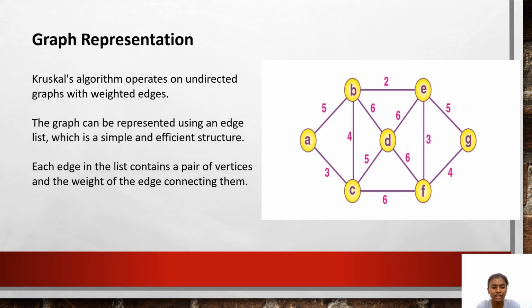Graph representation. Graph representation is a way of analyzing numerical data. It exhibits a relation between data, ideas, information, and concepts in a diagram. Kruskal algorithm operates on undirected graphs with weighted edges. The graph can be represented using an edge list, which is a simple and efficient structure. Each edge in the list contains a pair of vertices and the weight of the edge connecting them.